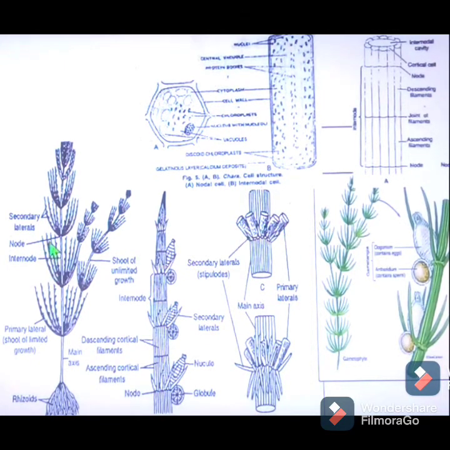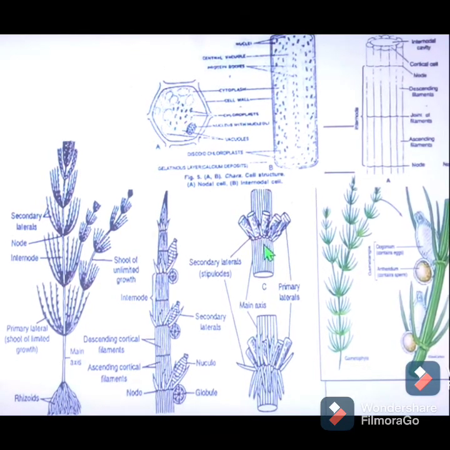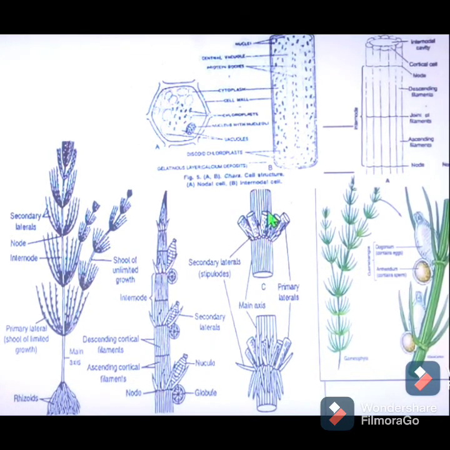These are the primary laterals, okay? These long ones here, just like a leaf structure. These are the primary laterals. So the number of primary laterals and the stipulates, that is the secondary laterals, are equal. So it is referred to as unistipulate.